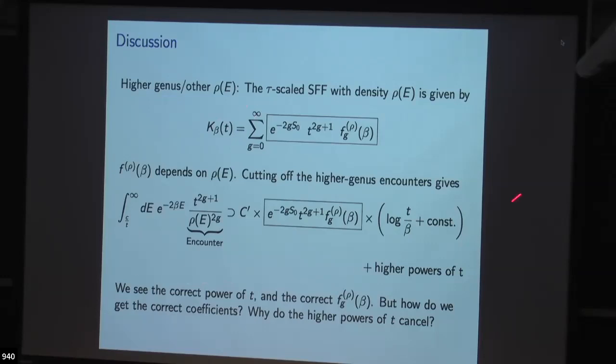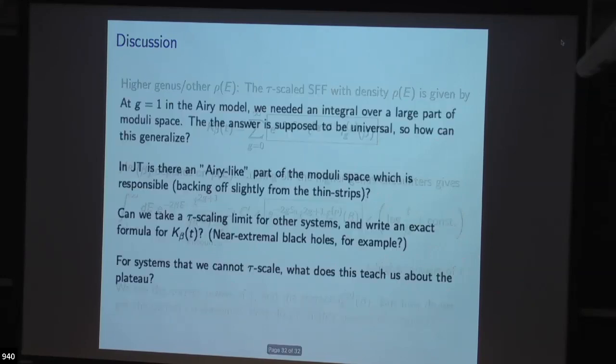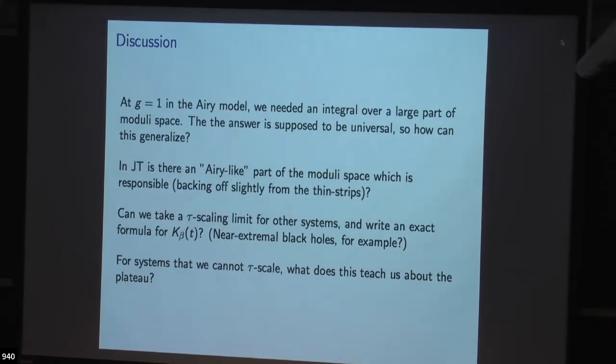So we see the right ingredients appearing, which is this function of beta. It's pretty non-trivial to reproduce it. But we don't understand why the higher powers of t should cancel, and getting the correct overall coefficient from all these different encounters, we don't know how to do that. So we see the right ingredients appearing in the encounters, but it's difficult to see at higher genus how it all works out to give the exact right answer.